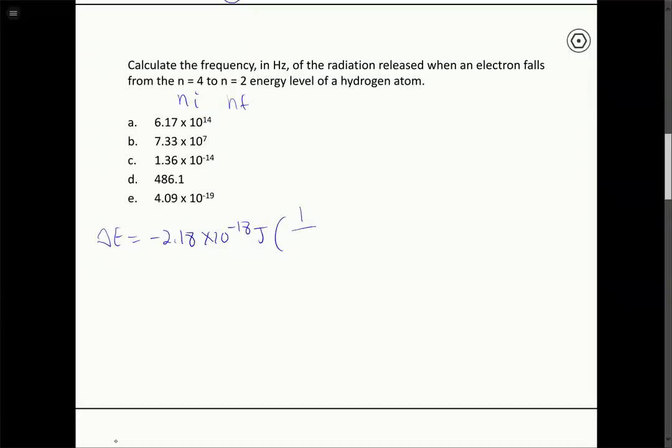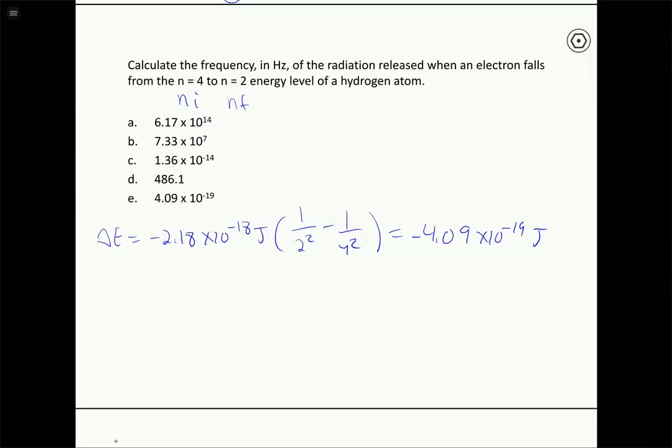Alright, so the final value of n is 2, the initial value is 4. Alright, so exact same setup as the last problem, just different numbers. So I got 4.09 times 10 to the minus 19 joules. This should be a negative number again. So again, that's the energy change from n equals 4 to n equals 2. And then the energy of the photon is equal to the absolute value of delta E, which is just going to be positive 4.09.